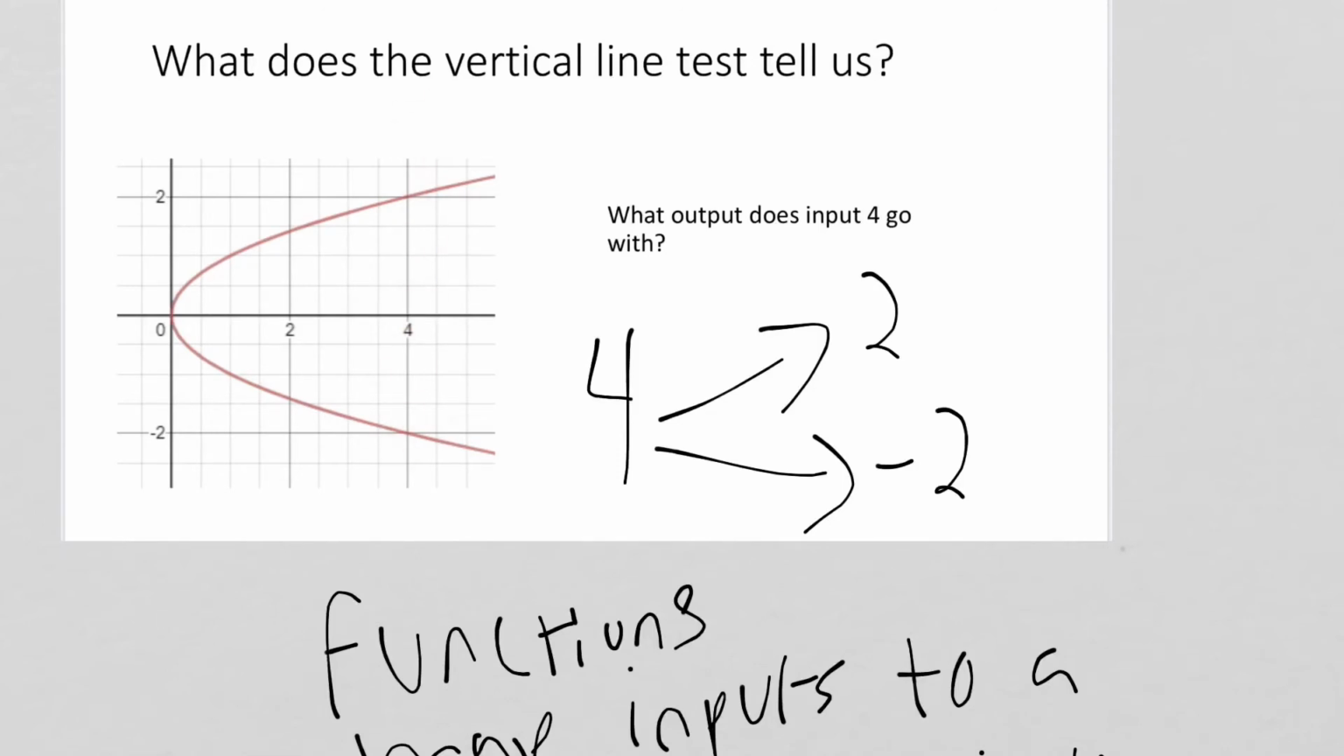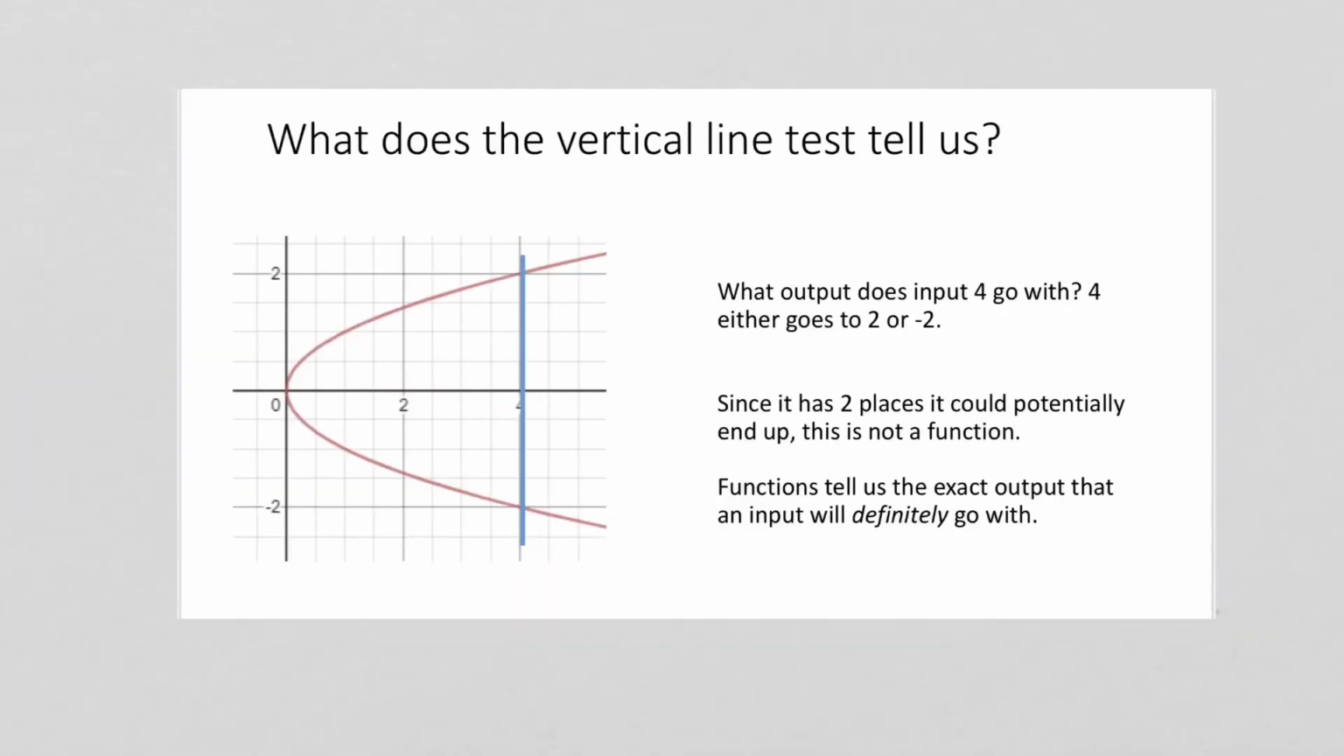So that's what the vertical line test is informally telling us. If we draw a vertical line and it crosses through 2 points, that means the input is not going to a unique output. It's going to 2 different outputs. So this, what we would say, is not a function. So it fails the vertical line test because input 4 is going to 2 different places. In fact, all the inputs, except for 0, are going to 2 different outputs, so we cannot define this as a function. Functions tell us the exact output that an input will definitely go with. All right, that's what we need to define a function.